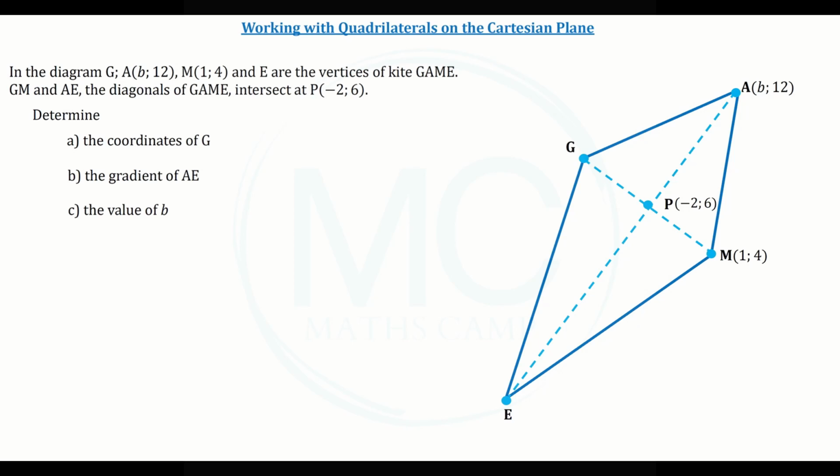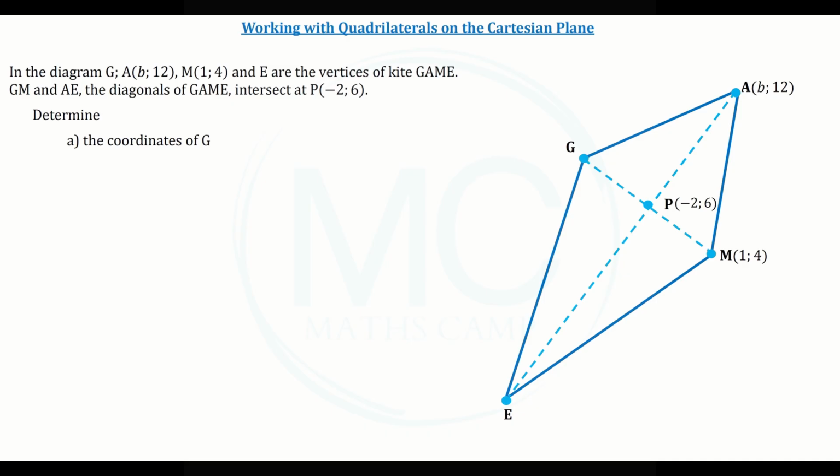In the diagram, G, A, M, and E are the vertices of kite GAME. GM and AE, the diagonals of GAME, intersect at P. Determine A, the coordinates of G, B, the gradient of AE, and C, the value of B. Let's start with part A. Determine the coordinates of G.